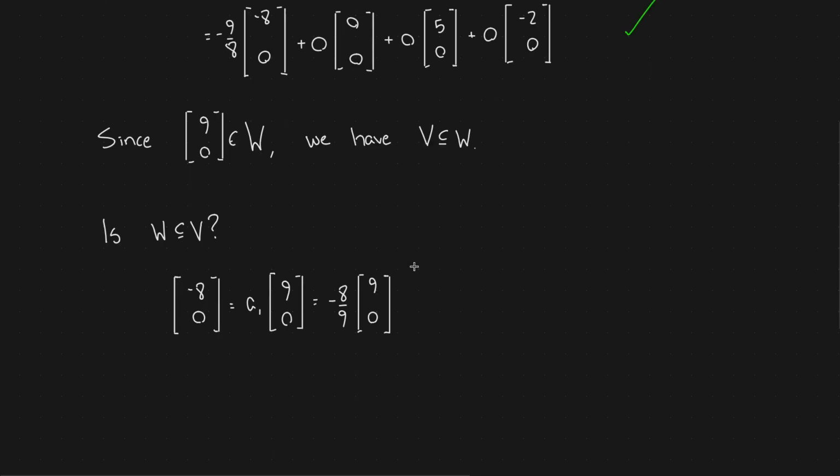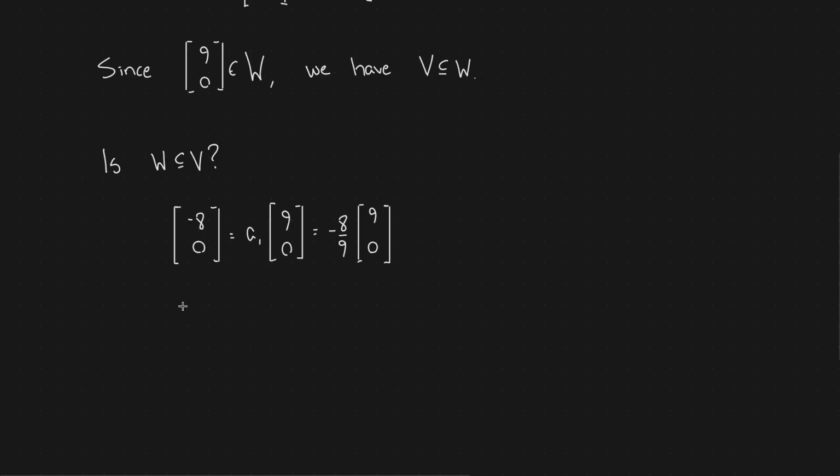What about 0, 0? So 0, 0, is it equal to some scalar? I'll call it, let's use different letters actually. Let's call this B1, let's call this B2. Okay, times vector 9, 0. Well, yeah, I can use 0, right? 0 times 9, 0 is equal to 0, 0. So this one checks out too.